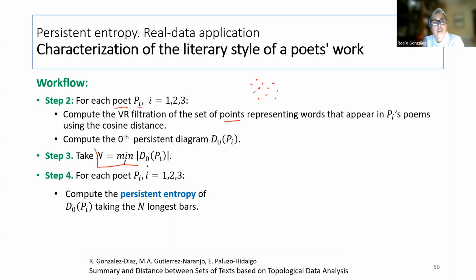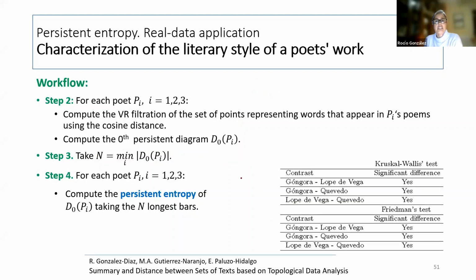Here, we take the minimum of the number of bars that appear in each of the persistence diagrams. This is, again, for stability purposes. And finally, we compute the persistent entropy, considering the n longest bars in each case. So we did this for each point that we consider, and for example, for Góngora, we have a set of points, and for each point, we compute its persistent entropy. We have a set of persistent entropies.